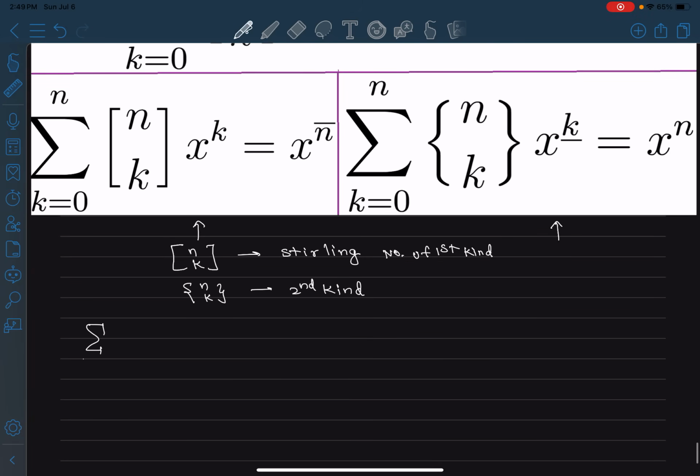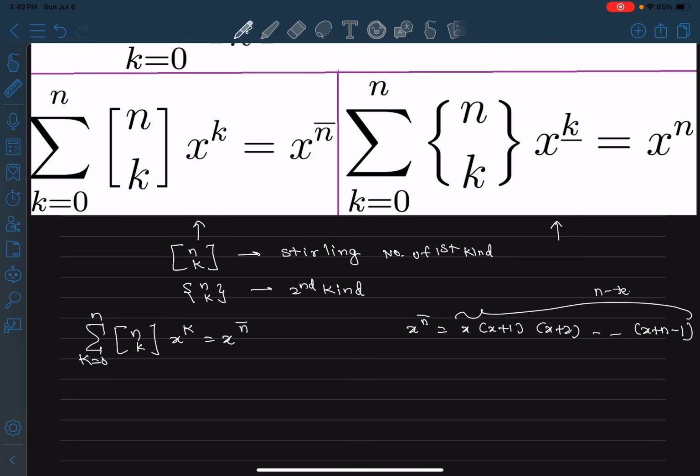This sum from k equals 0 to n of this Stirling number of first kind times x to the power k is rising factorial. If you don't know what rising factorial is, this is x plus 1, like the number is rising, and it goes up to x plus n minus 1. There should be n terms over here. Similarly, there's also a thing called falling factorial. This is x minus 1, and this goes up to x minus n plus 1. Again, there are n terms over here. Okay, this is the idea.